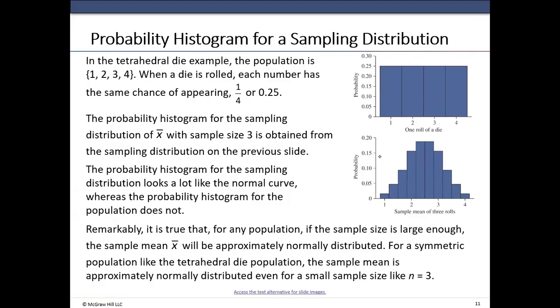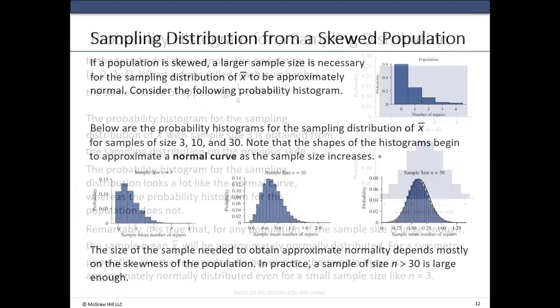does not. Remarkably, it is true that for any population, if the sample size is large enough, the sample mean X bar will be approximately normally distributed, means bell-shaped. For a symmetric population like the one on the top, the sample mean is approximately normally distributed even for a small sample size like n equal to 3.